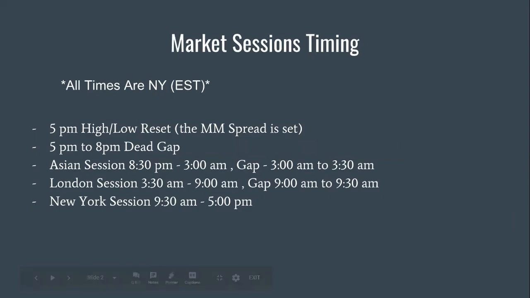These are the times that I want you guys to write down. I do provide all the indicators and my template in this course, where you can simply install all the indicators and the template, and you're going to have it on your MT4 platform. But sometimes the work time indicator, which is the boxes, the Asian box, blue box, red box, New York box, sometimes they don't adjust to these timings properly. So knowing that, okay, 5 p.m., high-low reset, that's when the market maker spread is set.